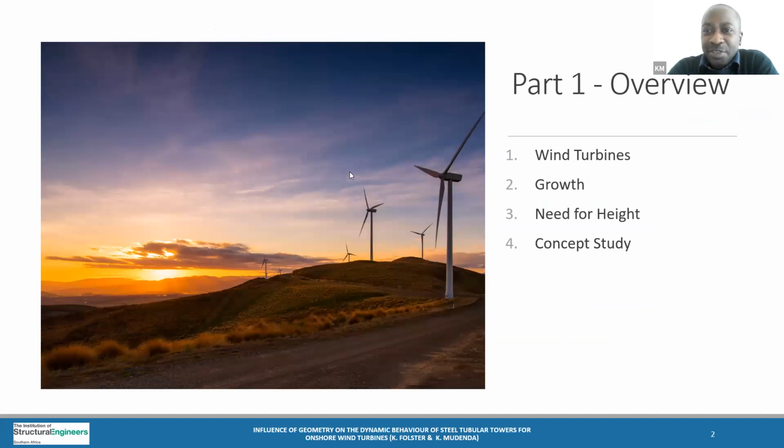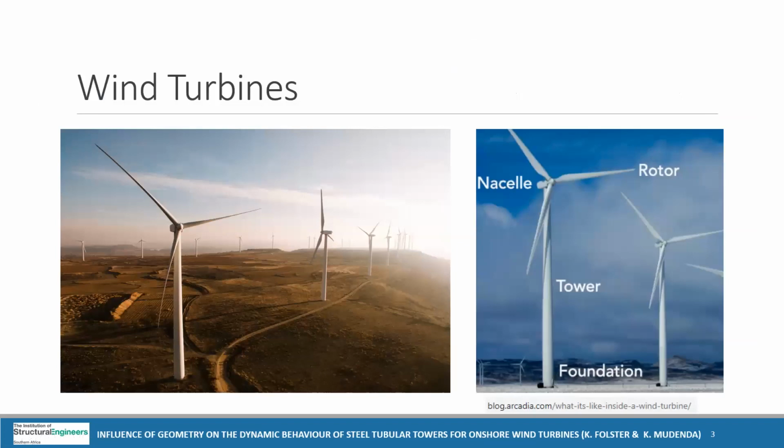Okay, I'm just going to give an overview in this first part of the presentation. So wind turbines, what are wind turbines? Wind turbines are structures that are designed to harness the kinetic energy of wind to produce electricity.